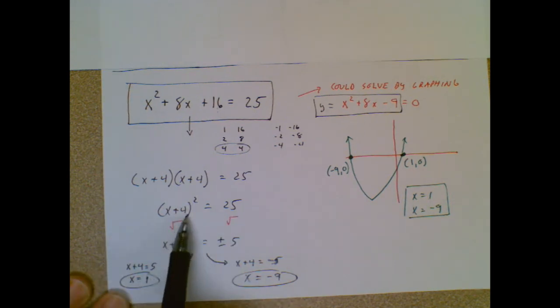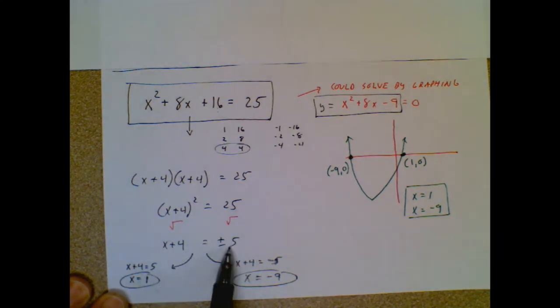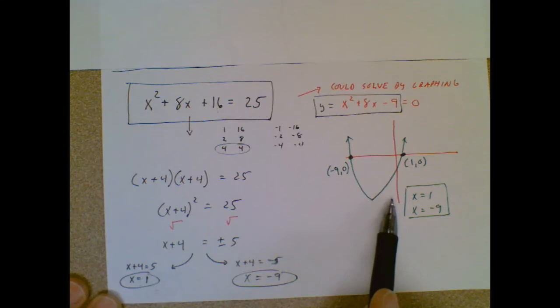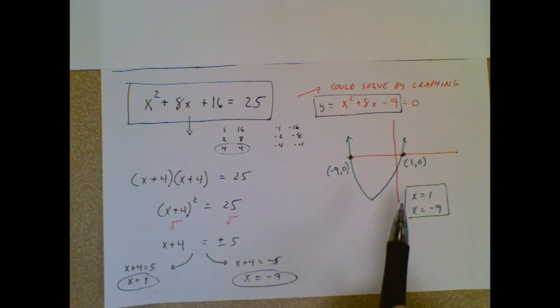Now I have a squared parentheses, so I can square root both sides. And when I do that, I have to remember the plus or minus 5. Now I can take x plus 4 equals positive 5 and solve it. I can take x plus 4 equals negative 5 and solve it. So I get the same answers through a very weird way as I did with the graphing method.